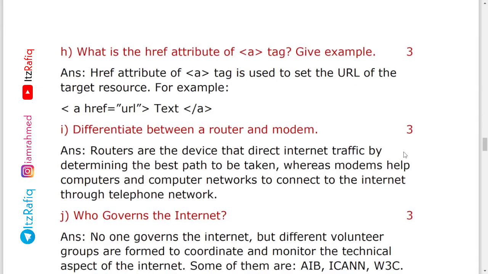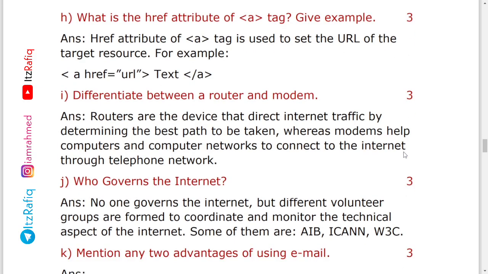And number 8, what is the href attribute of the a tag? The href attribute of the a tag is used to set the URL of the target resource. For example, a href URL, then a close.